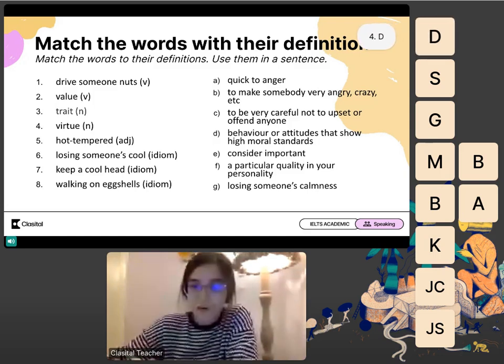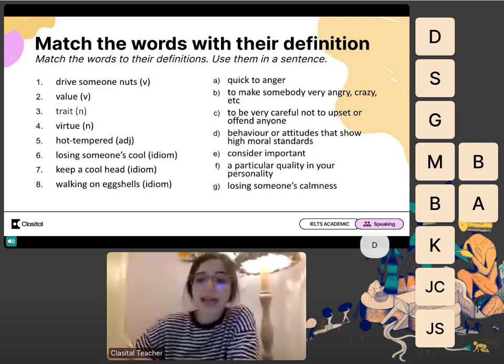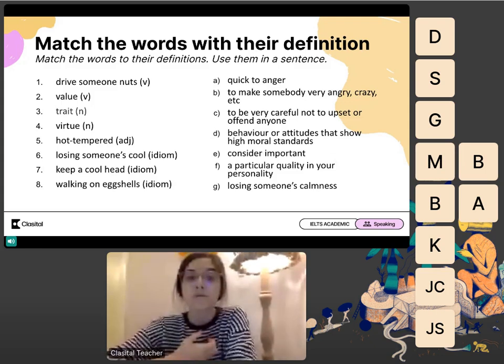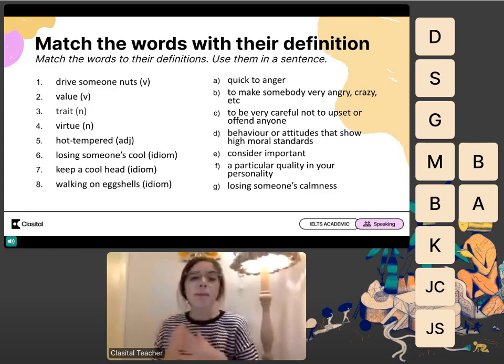Number 4, virtue. Sorry, I missed that. Virtue in noun form. It came from Dave as D. Yes, that's true. Virtue means behavior or attitudes that show high moral standards. So they're like values, virtues, but when I think of virtue, I mostly think of moral standards. So who feels like using it in a sentence?